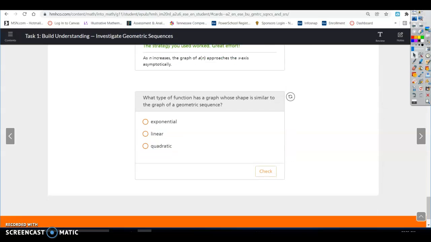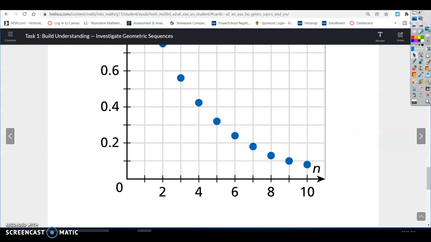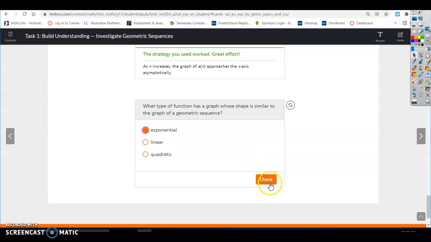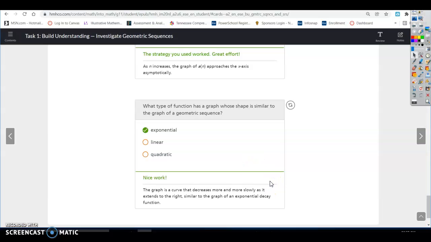What type of function has a graph whose shape is similar to the graph of a geometric sequence? So we know linear is a straight line. We know quadratic is a U-shaped graph called a parabola, and exponential is either exponential growth or decay. And if we look at this graph, we can tell that this is exponential decay, and that should make sense because 3/4 is between 0 and 1, and so that represents exponential decay.